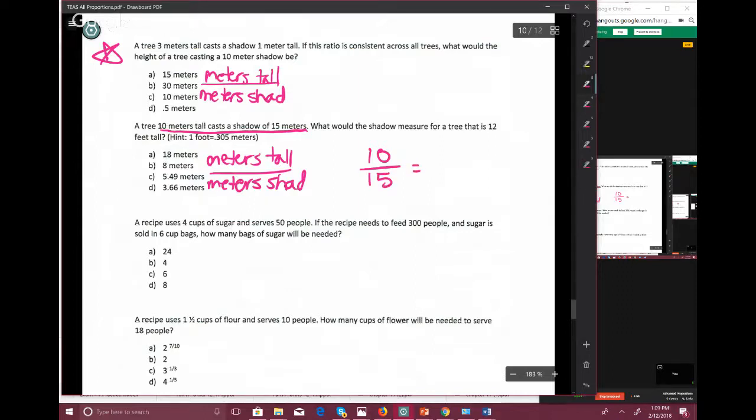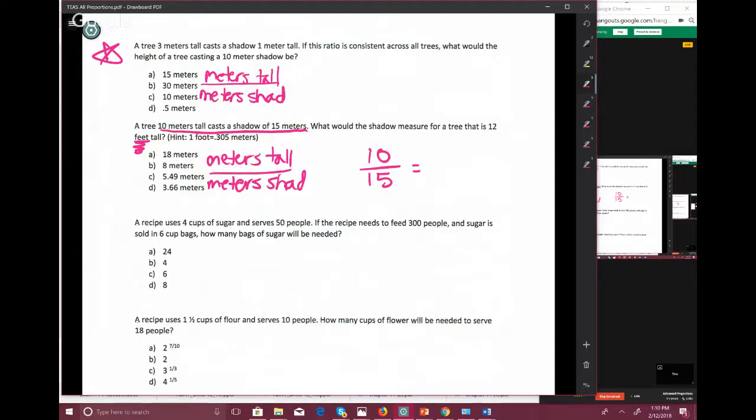Now you hopefully noticed that when you get here, it says, what would the shadow measure for a tree that is 12 feet tall? We do not have a feet tall, and you could see where the problem you would run into would be if you didn't write your words out, is you may not see that feet and realize that it's a big problem, because it's a very small problem in terms of actual size. It's easy to not notice that. So feet do not go in this proportion. We cannot plug that 12 in, because then you're comparing meters and feet, and obviously those are not the same.